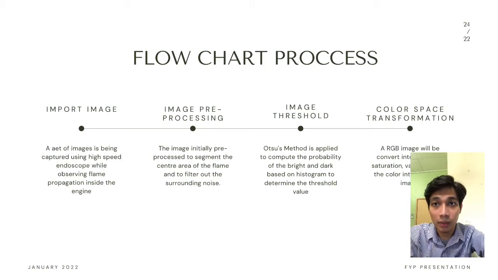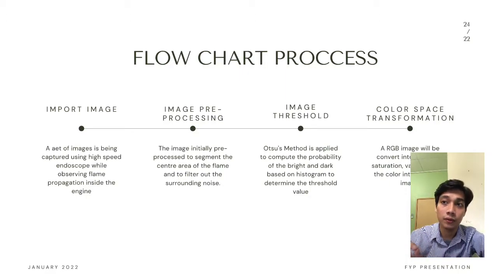Next, we go to image threshold. The image threshold uses the Otsu method to compute the probability of the bright and the dark pixels based on the histogram to determine the threshold value. Next is the color space transformation, in which the RGB image is converted into an HSV image, which is hue, saturation, and value, to know the color intensity of the image.